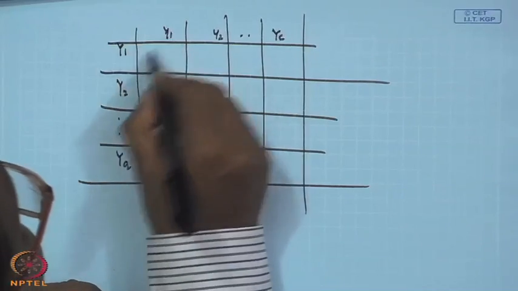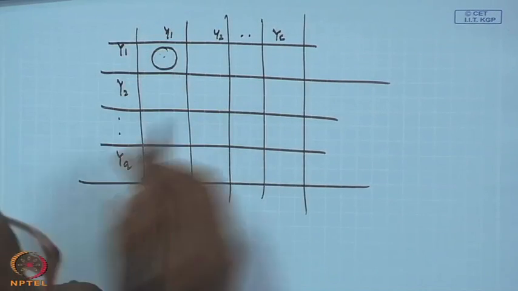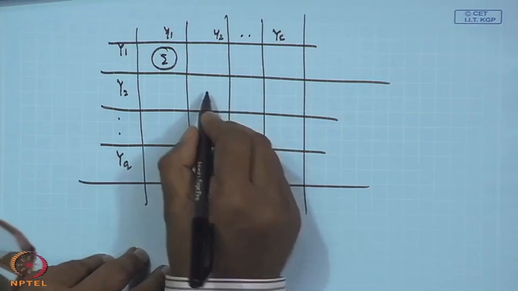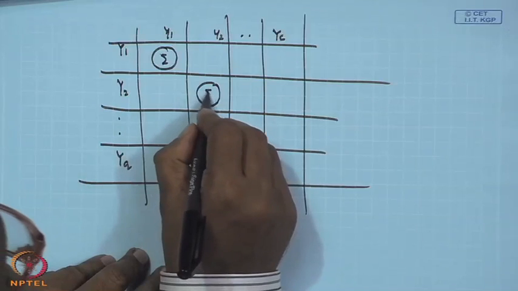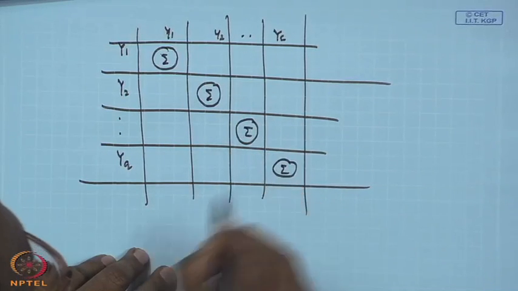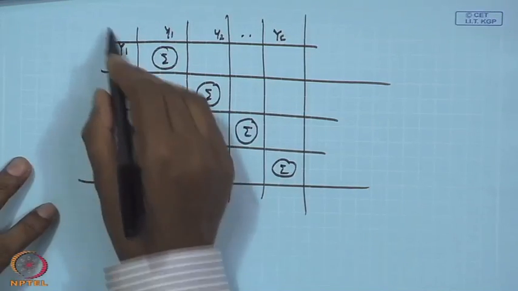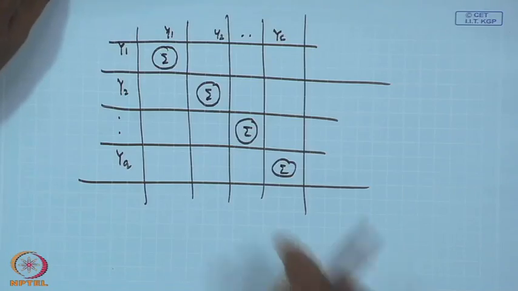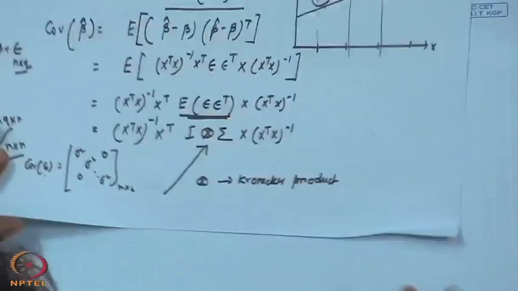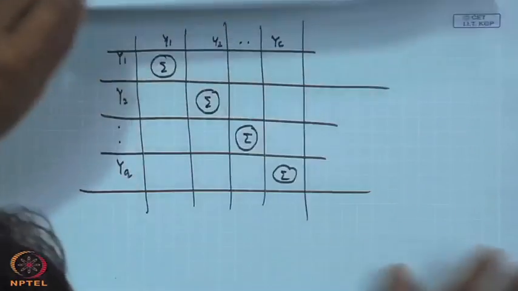Here you are getting y1 versus y1, and in this case also you will be getting sigma, here also sigma, here also sigma. Okay. So, that is why this term, this Kronecker product, is coming because of this. So, you will get this type of relationship, which you can further simplify.